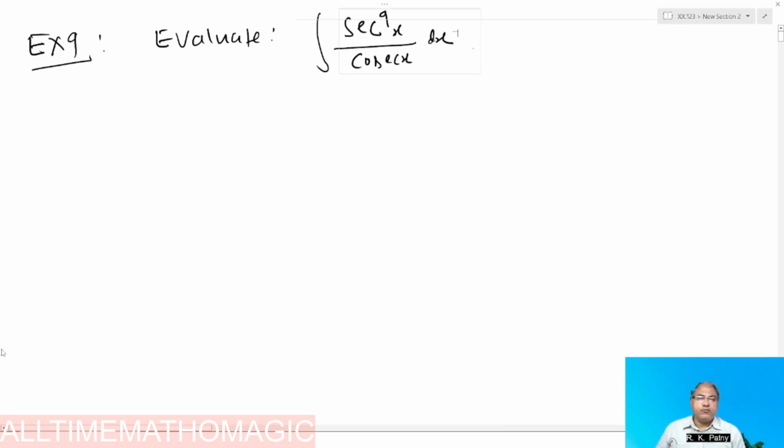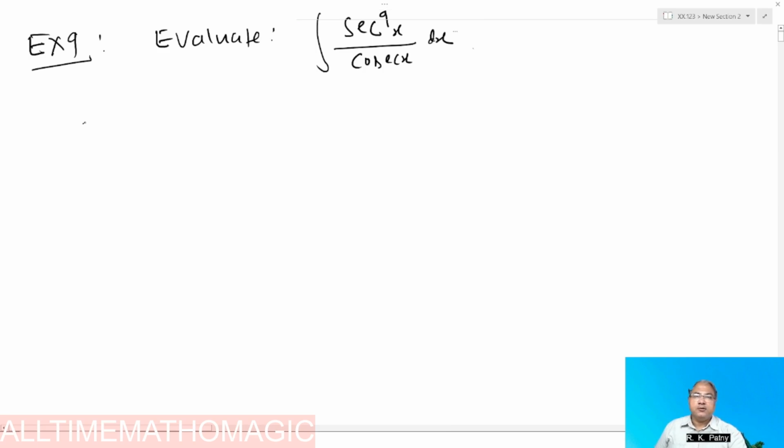Evaluate integration of sec raised to 9x upon cosec x with respect to x. Here the derivative of sec x is not equal to 1 upon cosec x, and the derivative of cosec x is not equal to sec raised to 9x. So what to do? Can you go for the substitution method? Directly you cannot go.